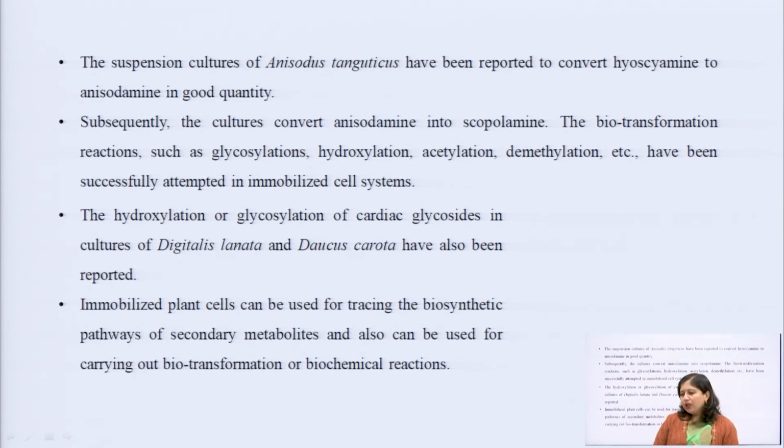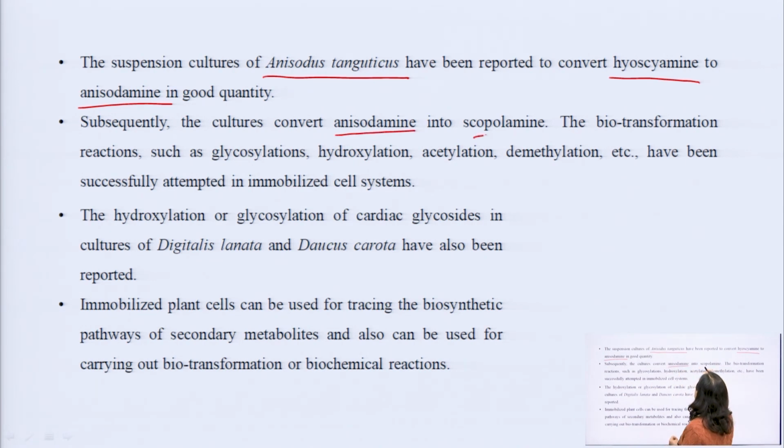The suspension culture of Anisodus tanguticus has been reported to convert hyoscyamine to anisodamine. So, hyoscyamine can be converted to anisodamine in Anisodus tanguticus by using the suspension culture. Further, anisodamine can be converted into scopolamine. Scopolamine is again a solanaceous alkaloid. It can be formed from anisodamine.